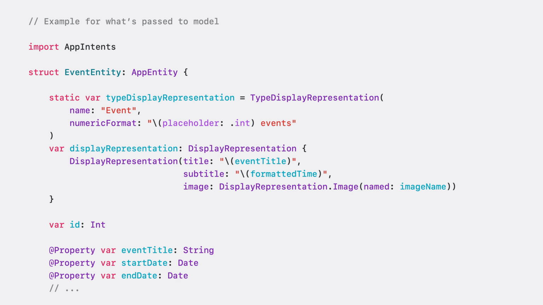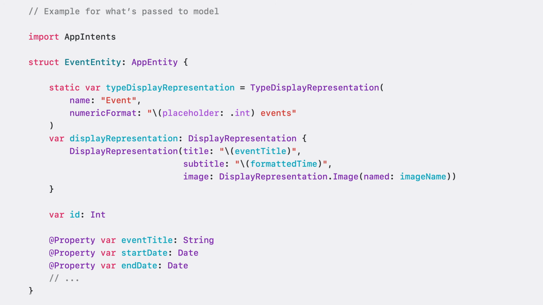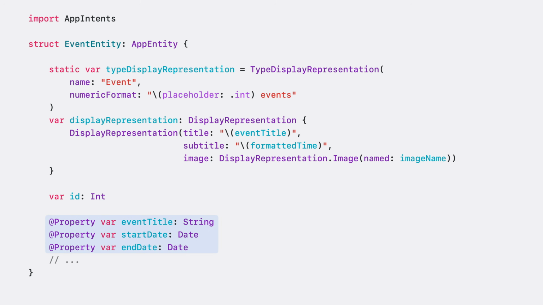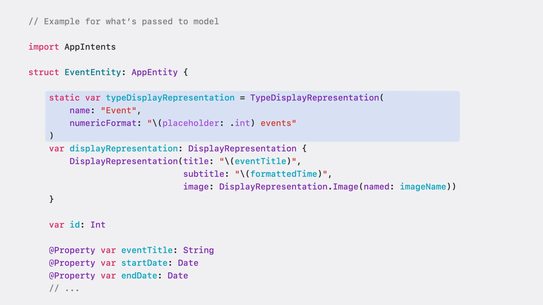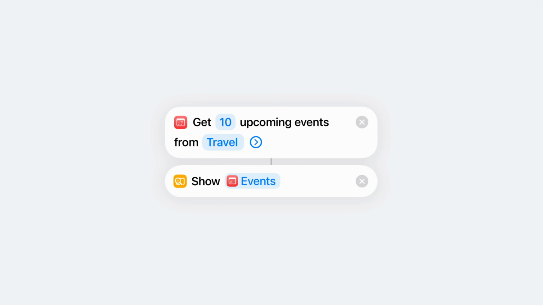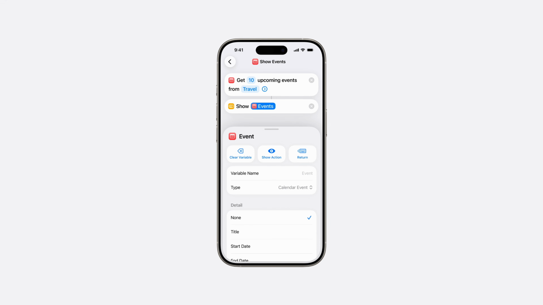In the simplified representation of a calendar event, the title of the event, start date, and end date will be included, as well as the type name provided by the type display representation and the title and subtitle provided in the display representation. These strings defined on your entities are also displayed in the Shortcuts app when inspecting the properties of an entity that's being passed into another action, so you want to verify that they look good there too.